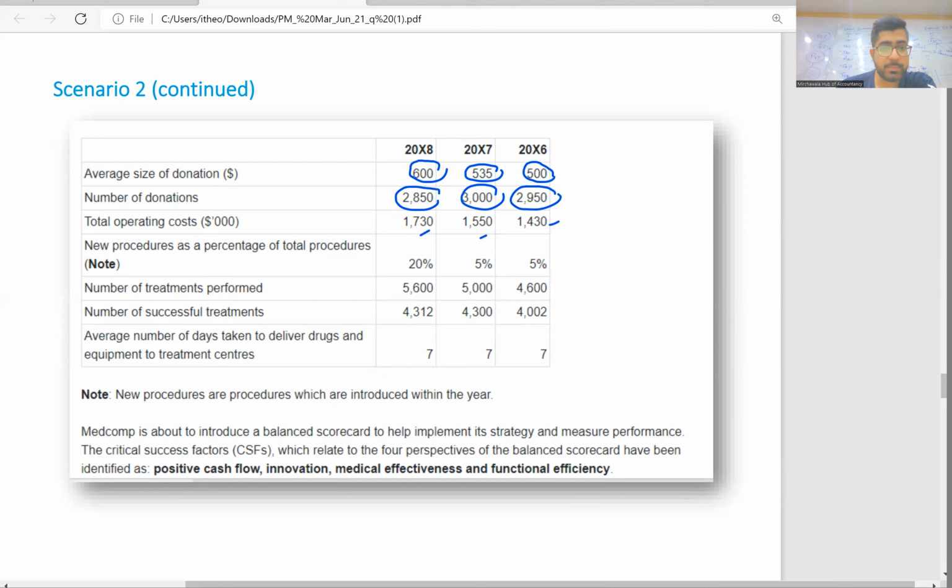New procedures as a percentage of total procedures. What are the new procedures percentage? New procedure percentage are 5%, 5%, and 20%. What does this mean by new procedures? So note, new procedures are procedures which are introduced within a year.